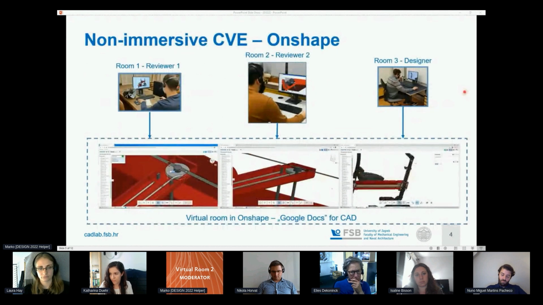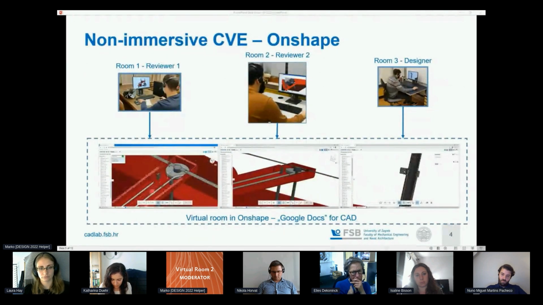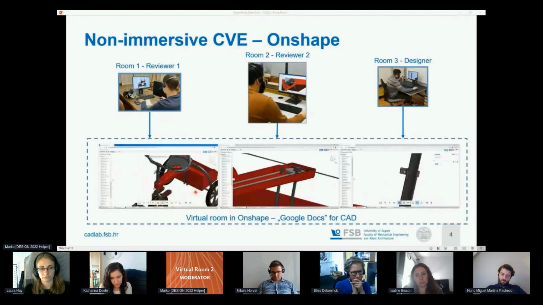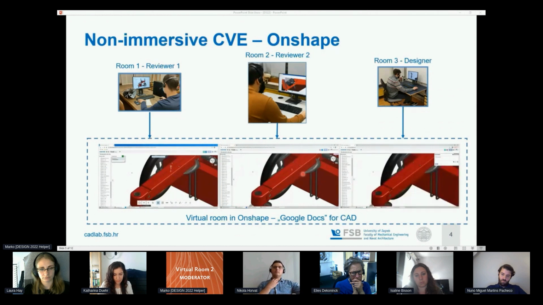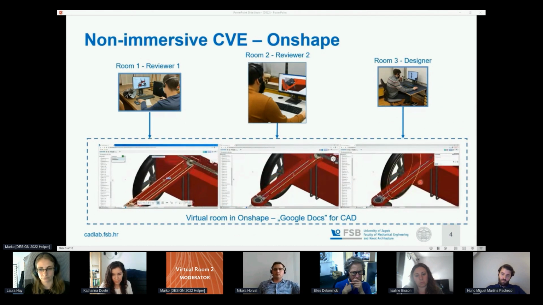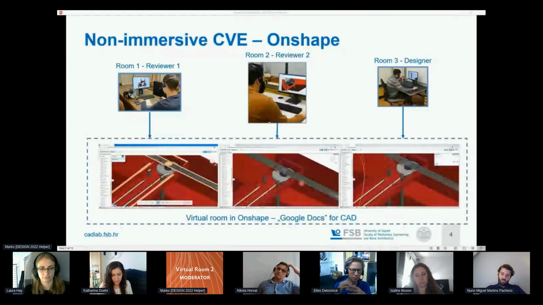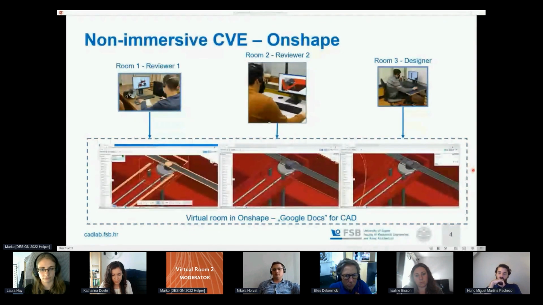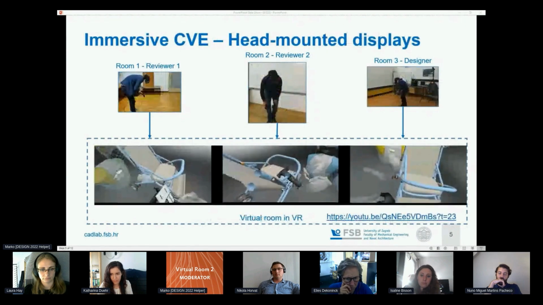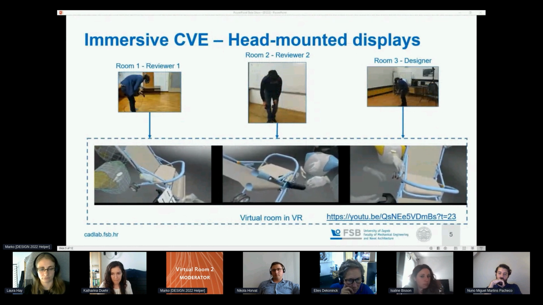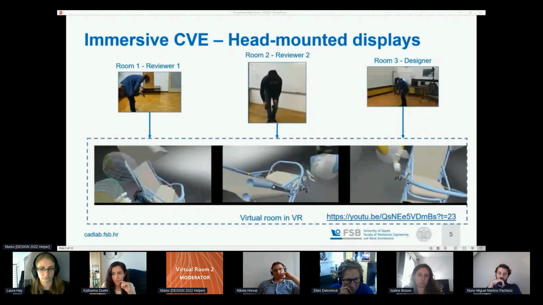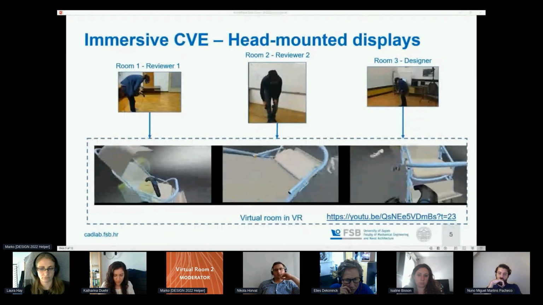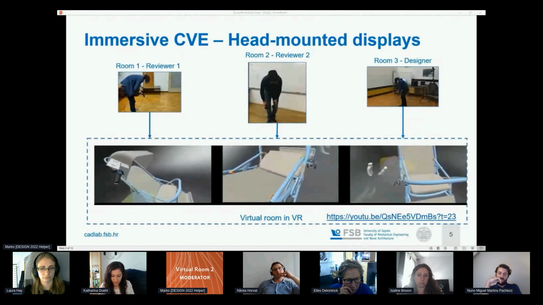For the CAD environment, we used Onshape, which is presented as Google Docs for CAD. An important feature of Onshape is that it enables independent viewing of the design, but also following other people that are currently on the document. Here you could see the interaction between independent view, and you could also see how others could sync their viewpoint. For the immersive environment, review members were again in separate physical rooms, while they met in the virtual room. Basically, they could comment on the design, mark the particular part, take screenshots, make section cuts, and so on.